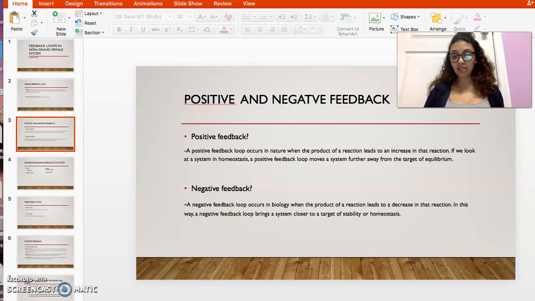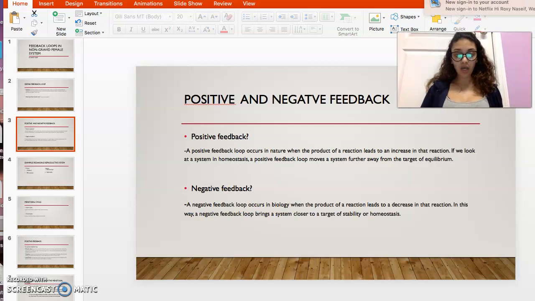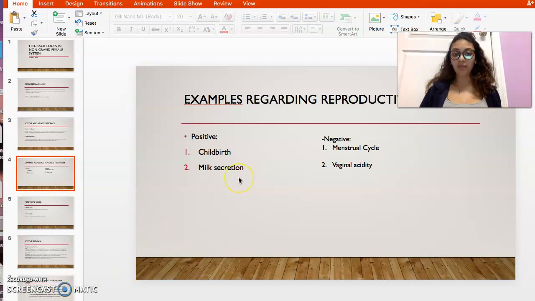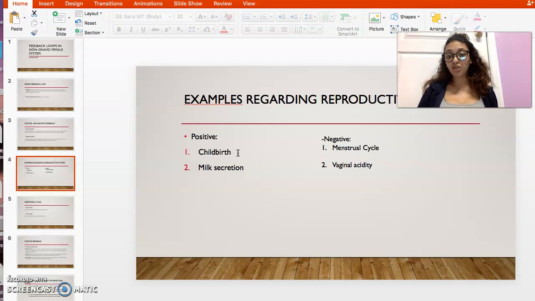So that is the very basics. Moving on, we have examples of positive feedback and negative feedback in the reproductive system, which we will go on and talk more about. So positive feedbacks are things like childbirth because of the oxytocin, and milk secretion. Negative includes the menstrual cycle and vaginal acidity. Although there are many more positive and negative feedback examples, I stuck with 2 for each for now.